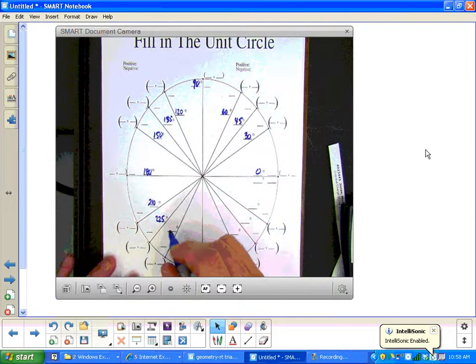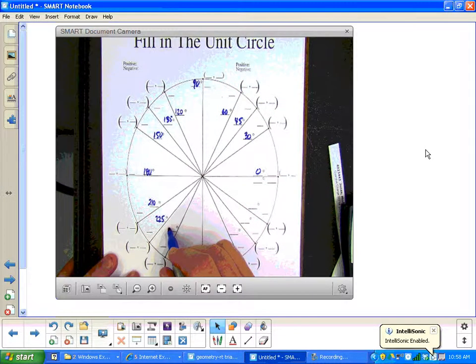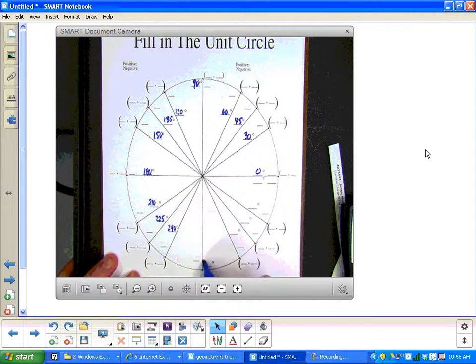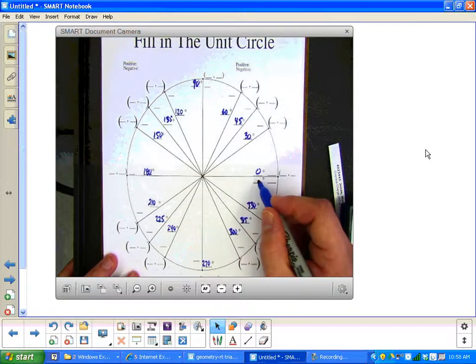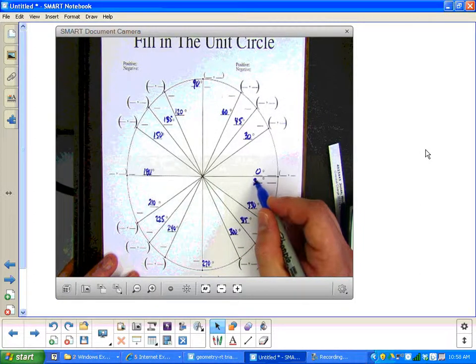All right, so let's see, 15 more is going to be 240. I'll do this kind of fast. 270. All right, 315, 330. And now this really makes sense that this is now 360 all the way around.